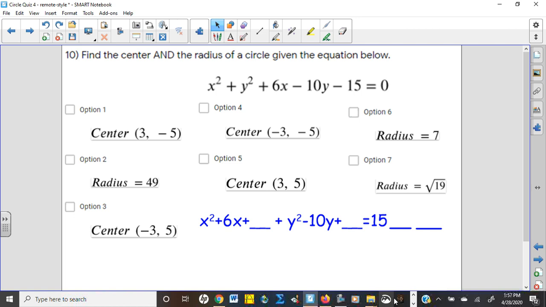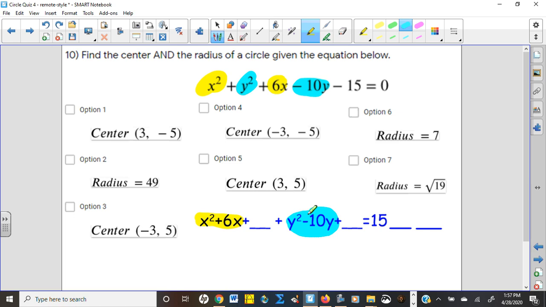All right, finally, number 10. This is another completing the square problem. So remember, we need to group our x terms together so that we can complete the x square. We need to group our y terms together so we can complete the y. Don't forget that minus with 10 that goes with it. This negative 15 needs to be added to the other side, so it turns out it's a 15 on the other side. Half of 6 is 3 squared is 9.